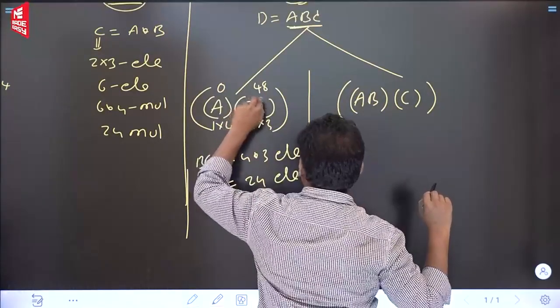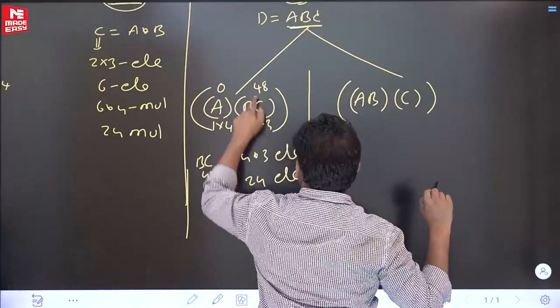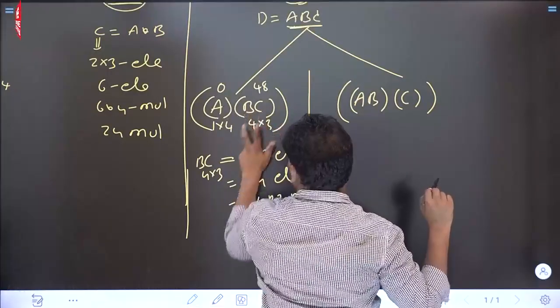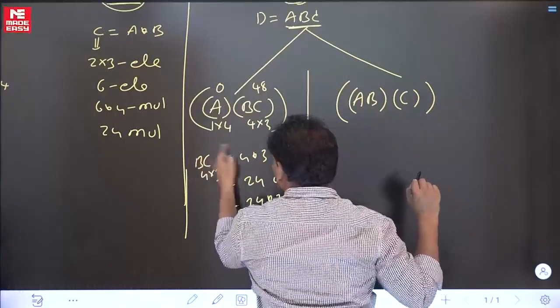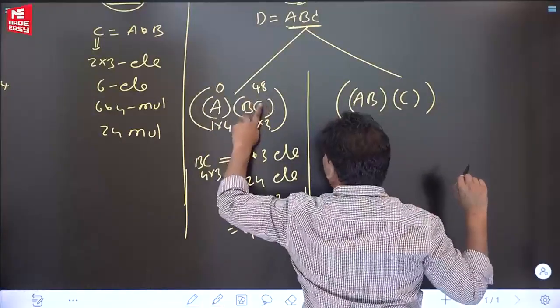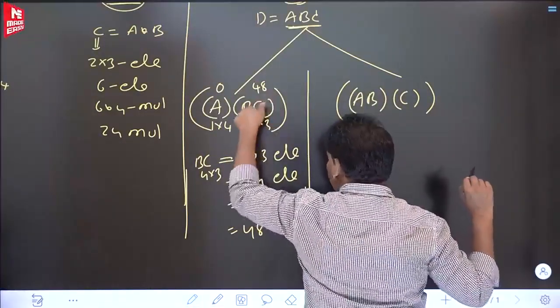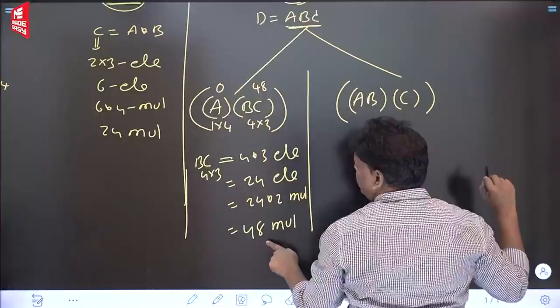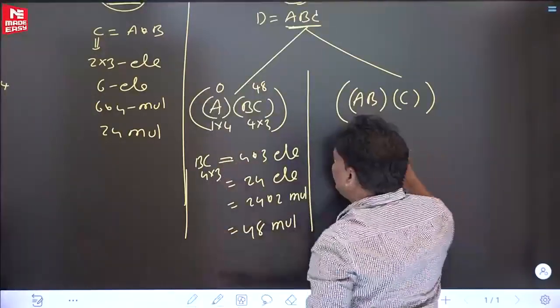Some people are asking, sir, why does BC require 48? You have to multiply. After multiplying only will you get the BC. Here A is directly there. BC is not there. B is there, C is there, but BC is not there. To get the BC, 48. To get the A, 0.